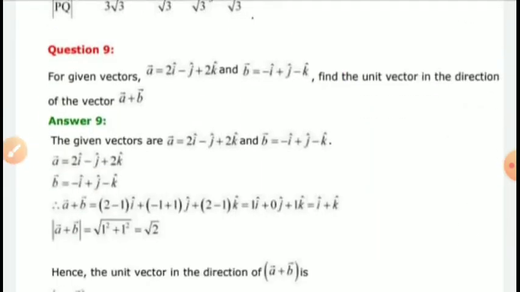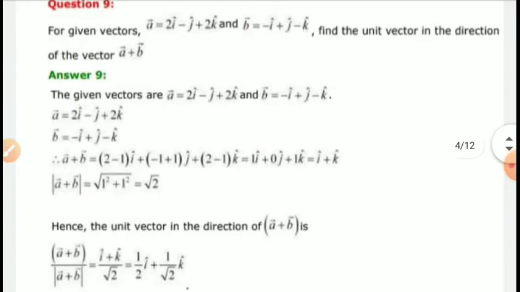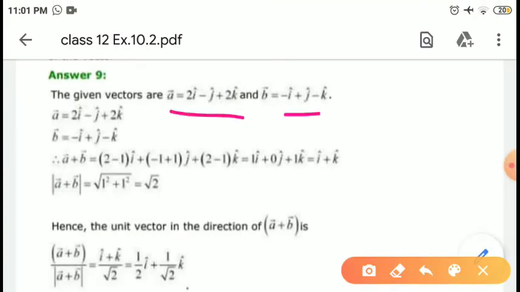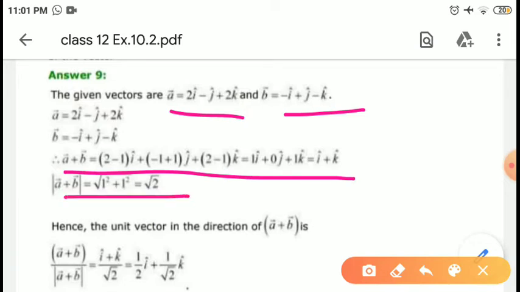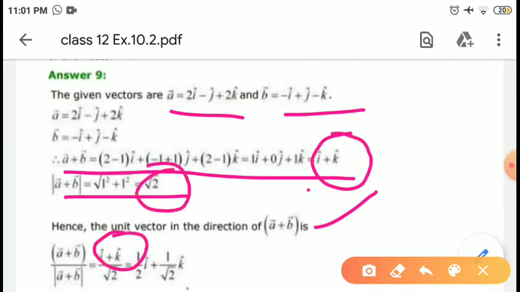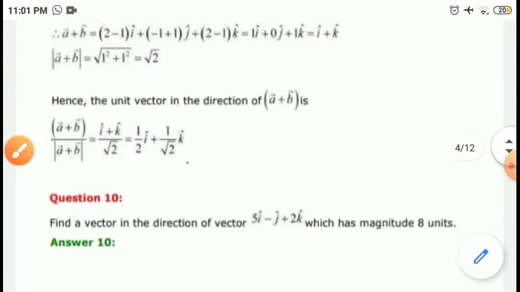For the given vectors a bar and b bar, find the unit vector in the direction of a bar plus b bar. So you need to find a bar plus b bar and its magnitude, and that vector should be divided by the magnitude. So that is done here. a bar is given to you, b bar is given to you, and the addition of the two vectors is done. Their magnitude is found, and the direction is nothing but that vector you got, i plus k. i plus k should be divided by its magnitude, root 2. So that's the resulting vector you are going to get.